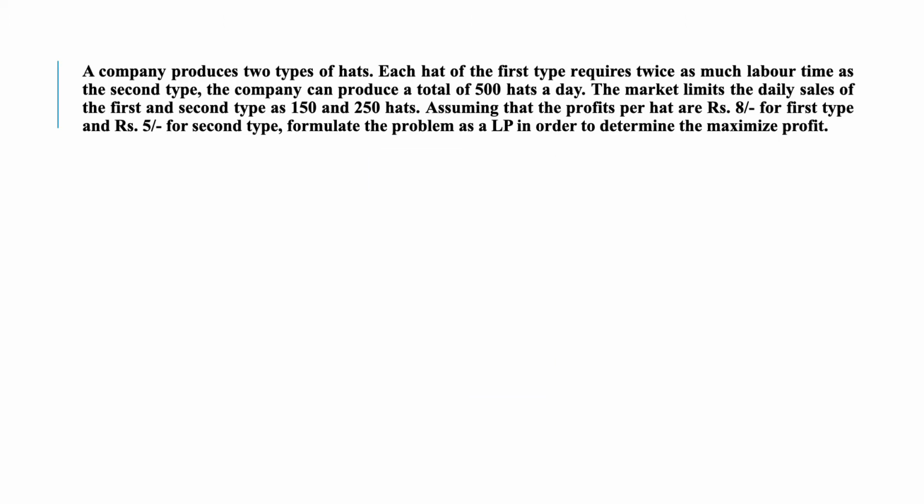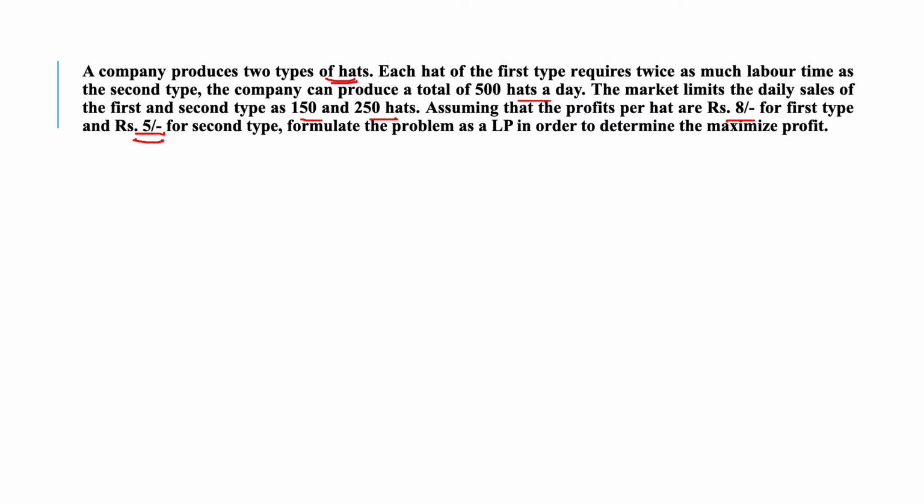So in this example we are having a company which produces two types of hats. Each hat of first type requires twice as much labor time as second type, and the company can produce a total of 500 hats a day. Okay, so that's my first constraint. Next is the market limit. The daily sale of first and second type is 150 and 250 hats. Assuming that the profit per hat is rupees 8 for the first type and rupees 5 for the second type, we have to formulate our LPP.